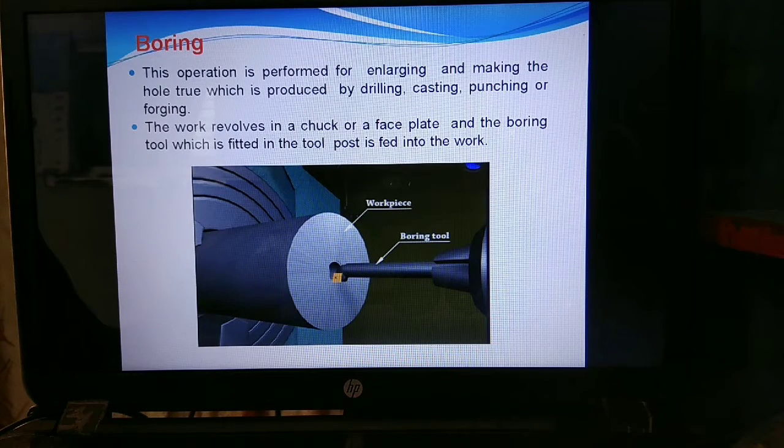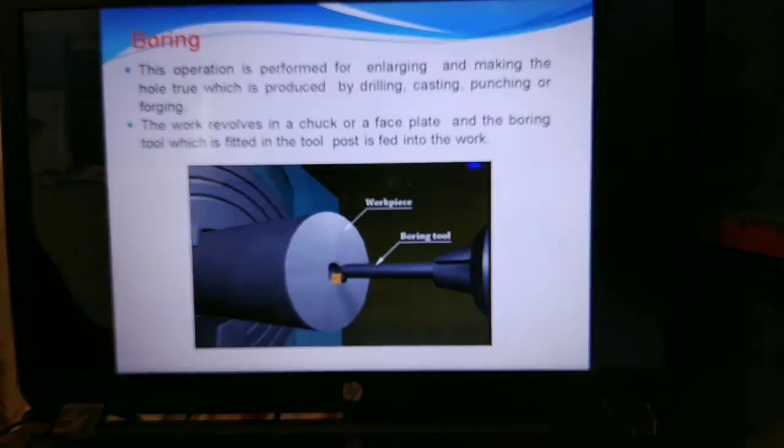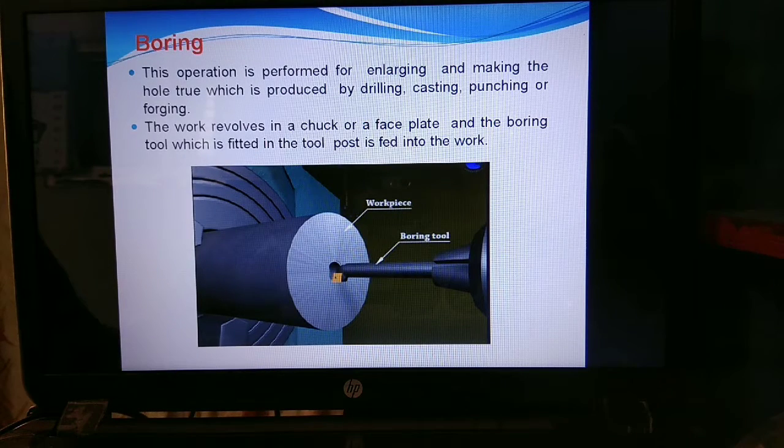The boring operation is performed by enlarging the hole which is produced by drilling, casting, punching or forging. The work revolves in a chuck or a faceplate and the boring tool fitted in a tool post is fed into the work.